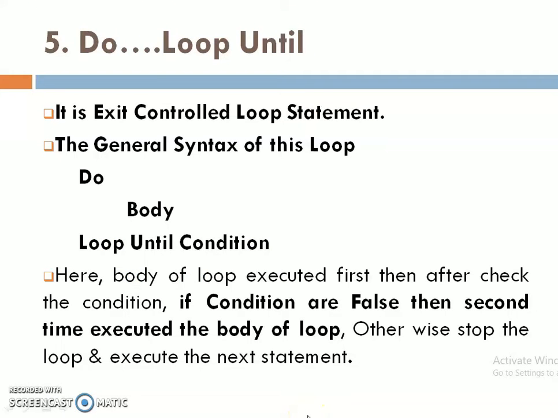Now the next loop is do loop until. It is an exit control loop statement. The general syntax of do loop until is: do, then the body of the statement, then closing this loop we write loop until, then give the condition. In this statement, first the body of the loop is executed, then the condition is checked. If the condition is false, then the body of the loop is executed a second time. Otherwise, stop the loop and execute the next statement.